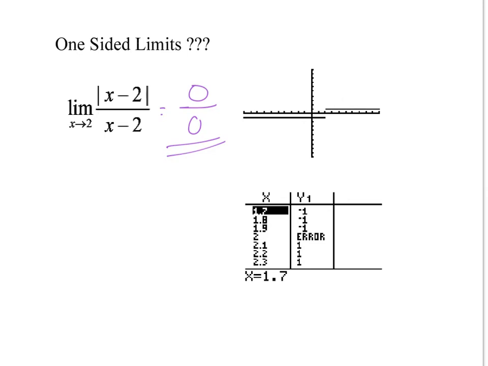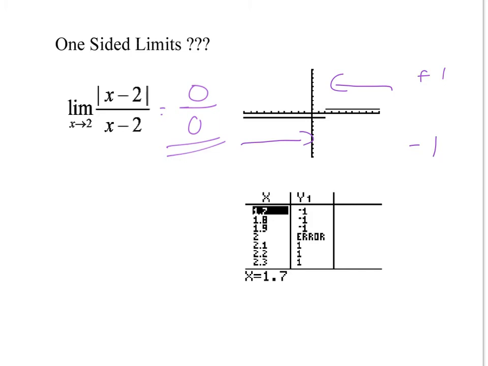As we look at the table, we can see as x gets closer and closer to 2 from the negative side, the values of our function are negative 1. At 2, it's an error, it's undefined. And as x approaches 2 from the positive side, we have 1. So the limit here does not exist because from the positive side, our limit is positive 1, and from the negative side, our limit is negative 1.